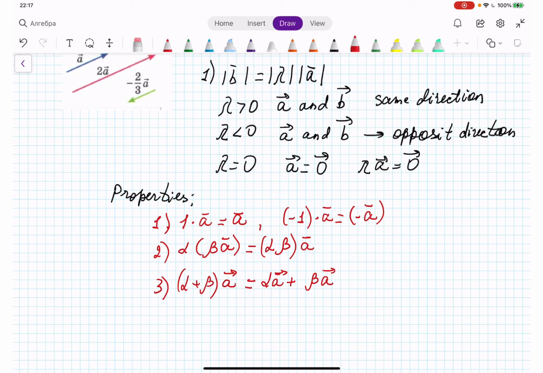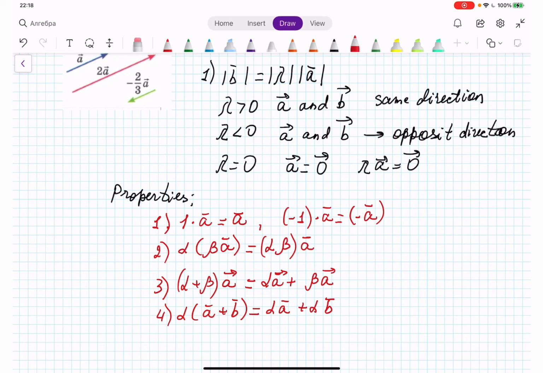Familiar property, right? We already know this property. And the fourth property: alpha times the sum of vector A and vector B. So you can multiply a vector by a sum of scalar values, and you can multiply a scalar value by a sum of 2 vectors. It's going to be equal to alpha vector A plus alpha vector B.